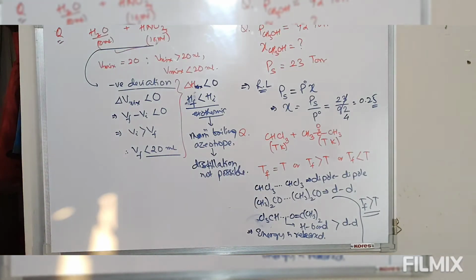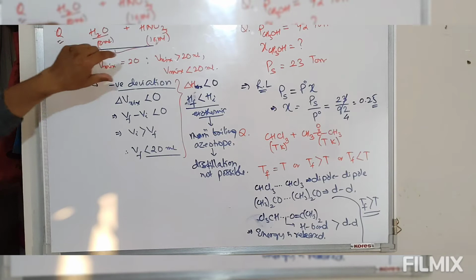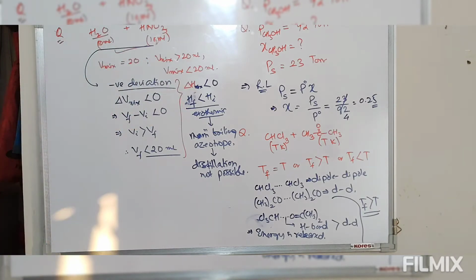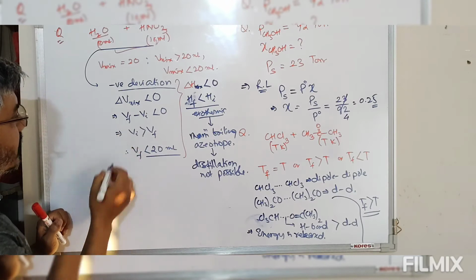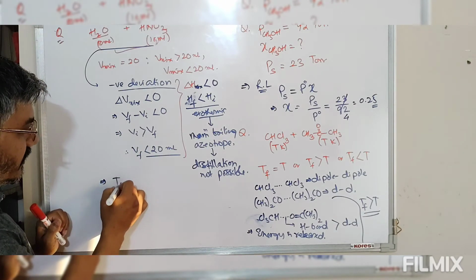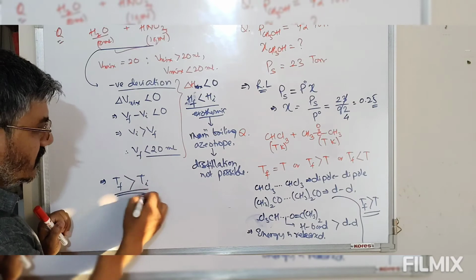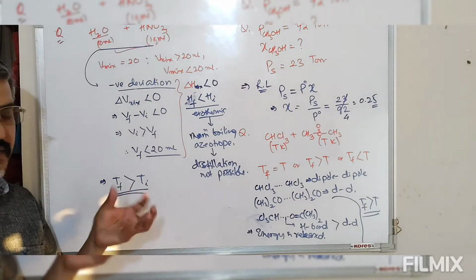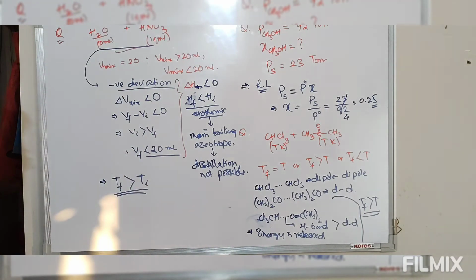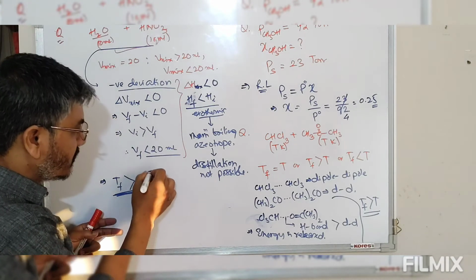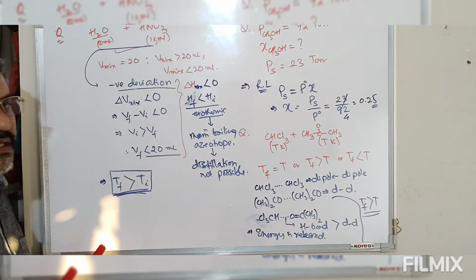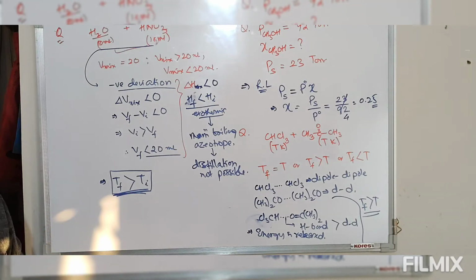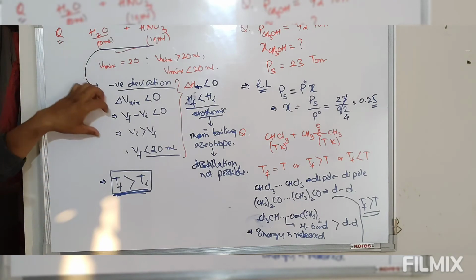Distillation not possible. Since this is exothermic, energy must be released. If energy is released, in terms of temperature, the final temperature should always be greater than the initial temperature, because the energy released will be consumed by the system. The total energy of the system, and so the temperature of the system, will increase. So the final temperature will always be greater than the initial temperature. This is the application of the conditions given.